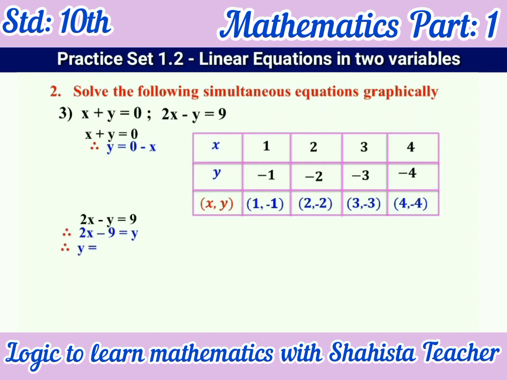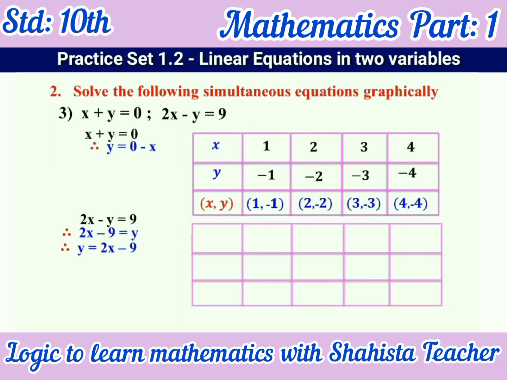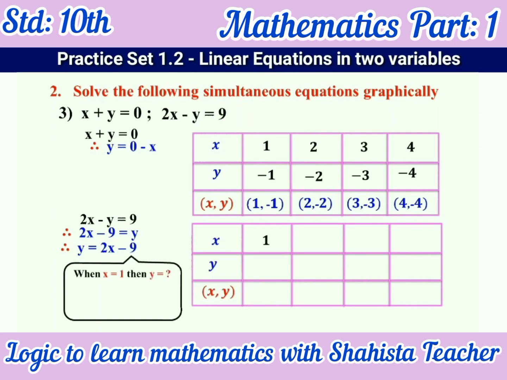So 2x minus 9 is equal to y. So y is equal to 2x minus 9, with 2x minus 9 on the right hand side and y on the left hand side. Again draw this table, same as the previous one. Now x and y. Consider the value of x is 1. Now we are going to calculate the value of y. So when x is equal to 1, then y is question mark.